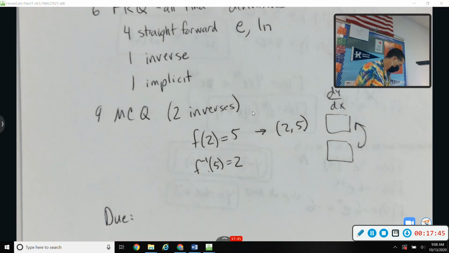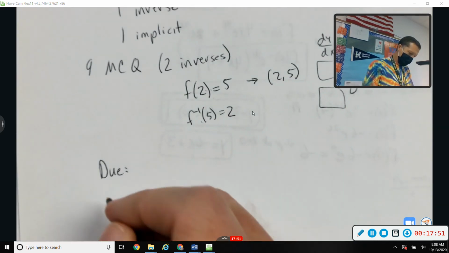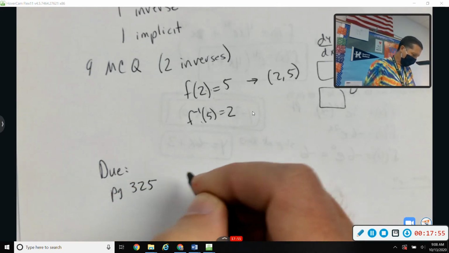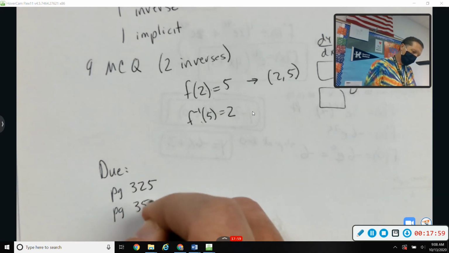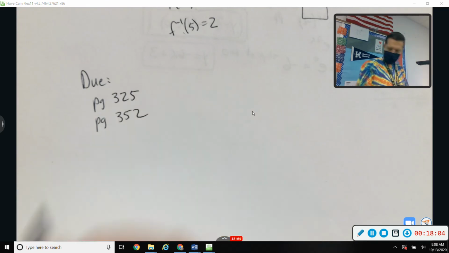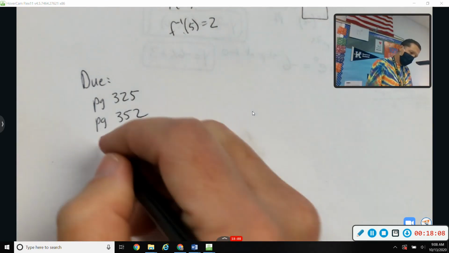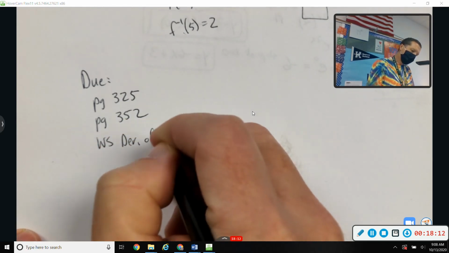That goes back the last 9 weeks. So we had page 325. We had page 352. And we had the worksheet from yesterday, the worksheet on derivatives of inverse functions.